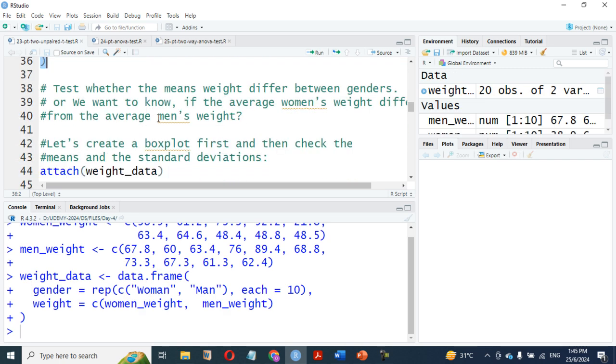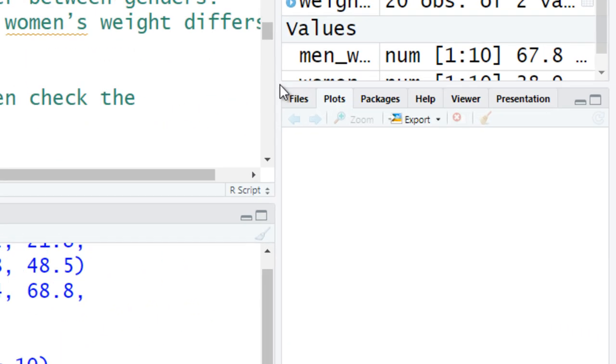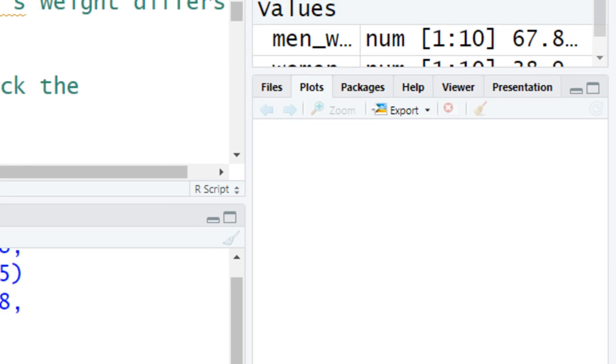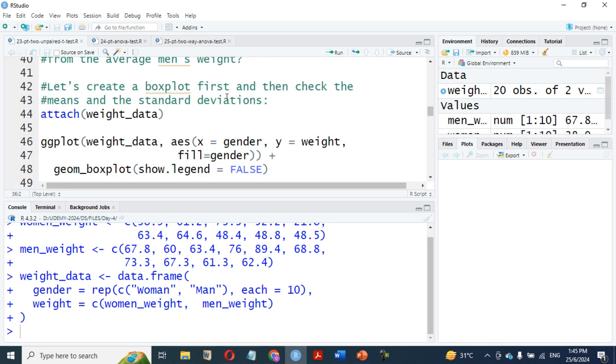So now what we want to do is test whether the mean weight differs between genders. We have two groups, men and women, in the gender variable. We call it gender. That's our group, our categorical variable. Then we have the continuous variable called weight. So we want to test whether the mean differs between the genders, or we want to know if the average women's weight differs from the average men's weight.